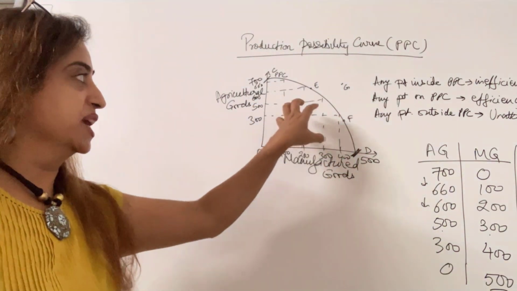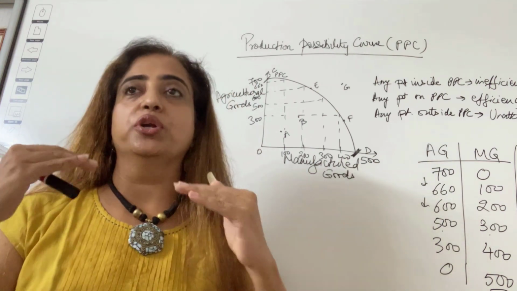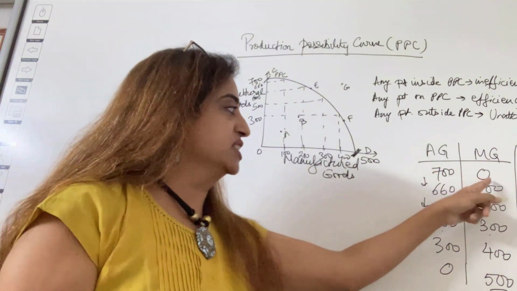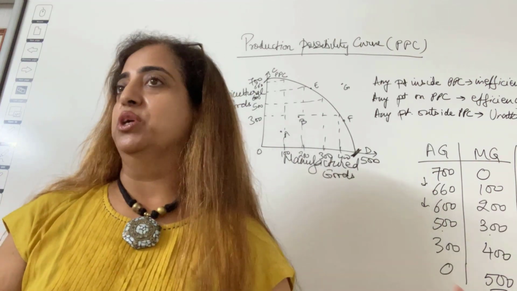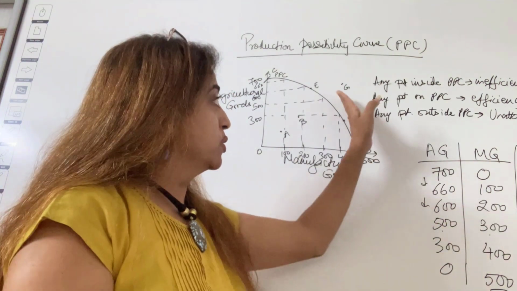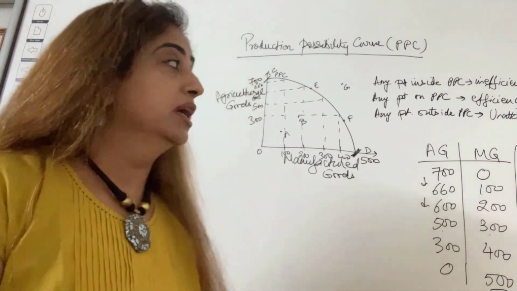So any point inside PPC means the resources are not efficiently used, there is inefficiency. Points on PPC mean all these combinations are efficient. Society is able to use resources optimally. A point outside they cannot attain because they have utilized all their land, labor, capital.